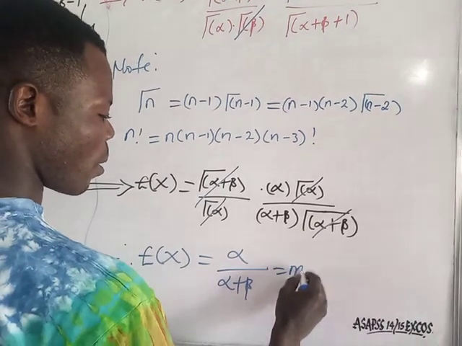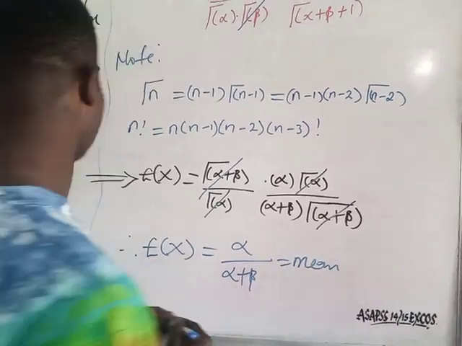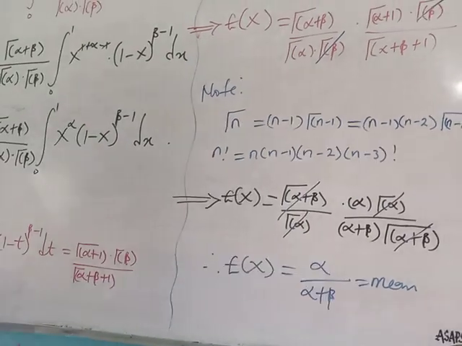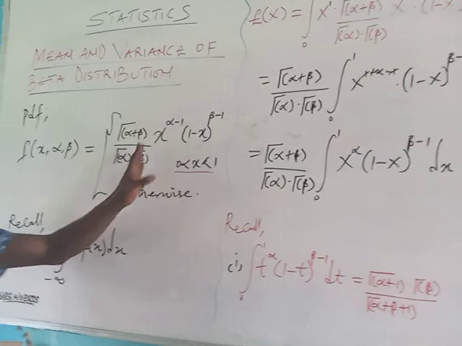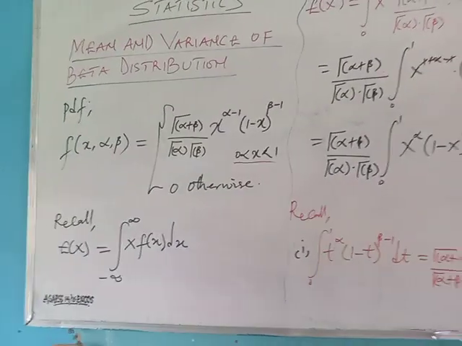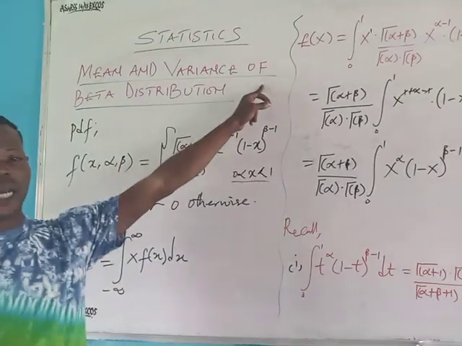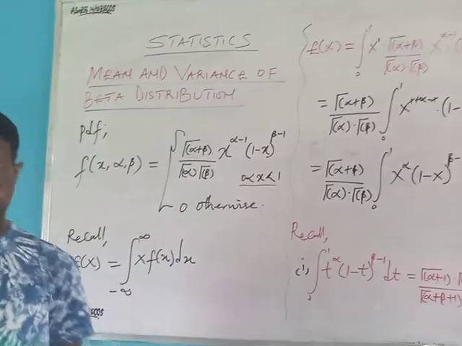This is the mean of the beta distribution. Then let's prove the variance of this beta distribution.